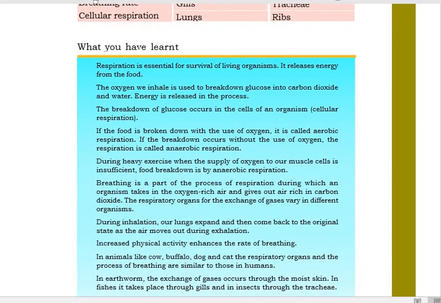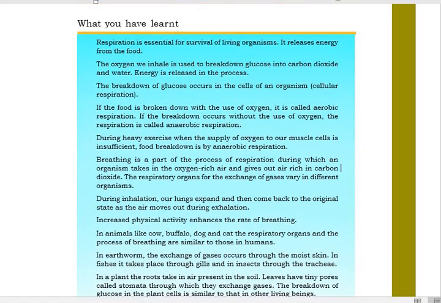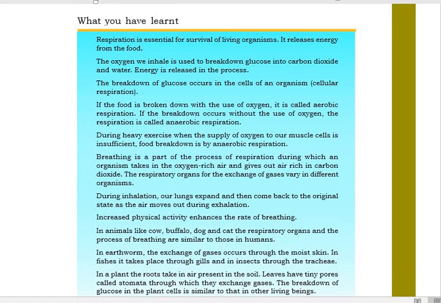During inhalation, our lungs expand and then come back to the original state as the air moves out during exhalation. Increased physical activity enhances the rate of breathing. We breathe normally in normal conditions, and when we are doing some physical exercises, jumping, running, or heavy weightlifting, etc., more oxygen is needed, more energy is needed, so the rate of breathing also increases.